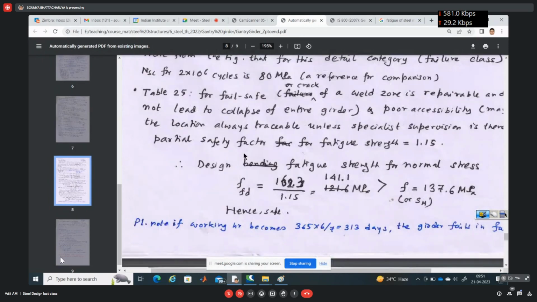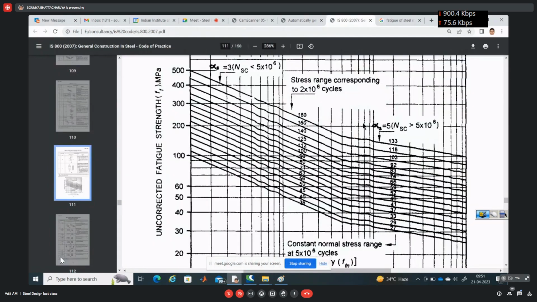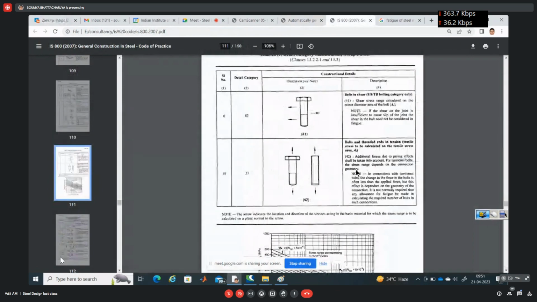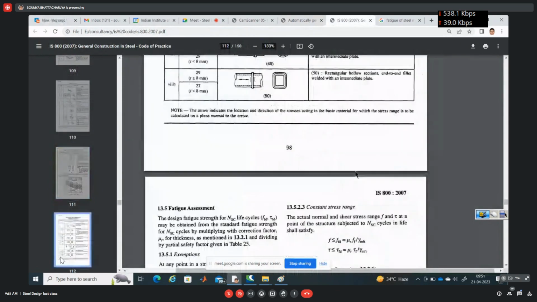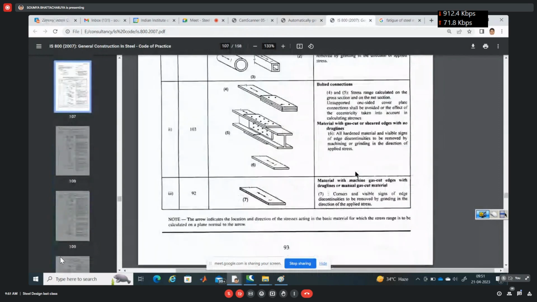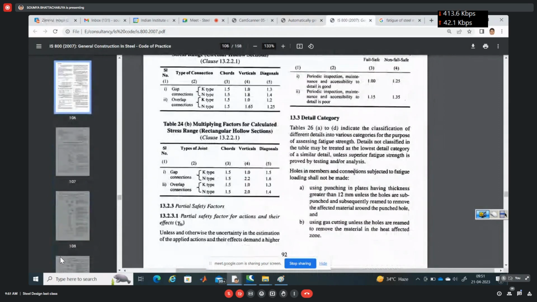So from the figure we obtain that thereafter there is a table 25 in IS 800. There is a table 20. Once I calculate the strength of fatigue, that is 175 MPa, we have to apply some factors, because what we obtain is the uncorrected fatigue strength.